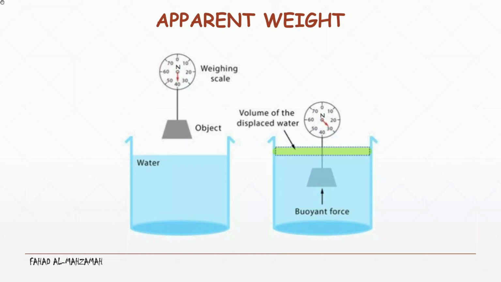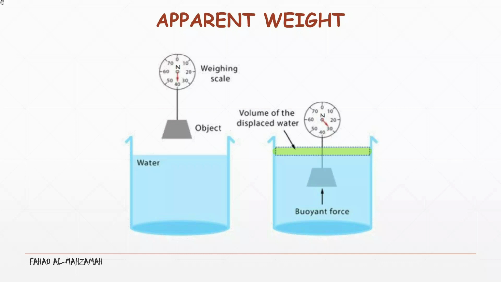It is the buoyancy, because the buoyancy helped the weighing scale and lifted 10 Newton. So now the weighing scale will feel only 30 Newton, which is now the apparent weight. So it appears to the scale that it is only 30 Newton. Why? Because the buoyancy has taken 10 Newton.